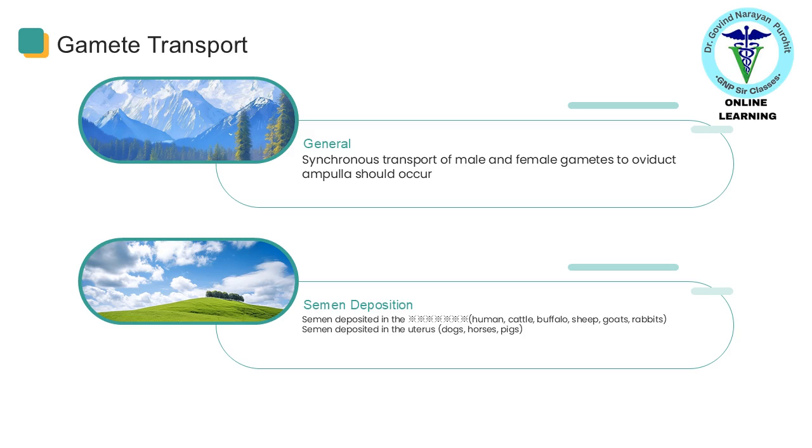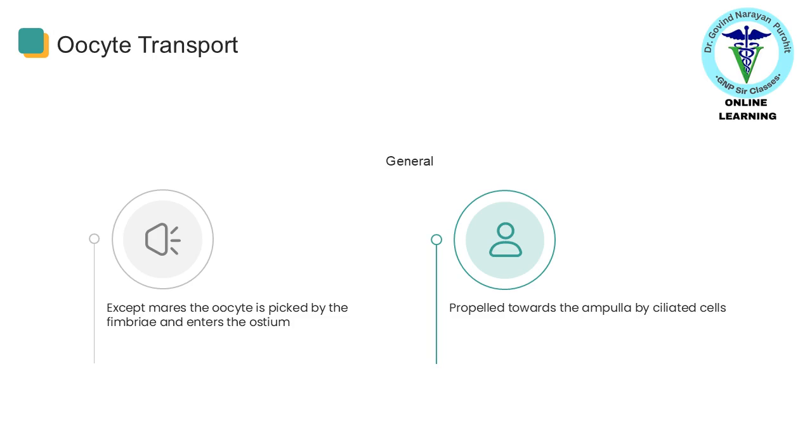Gamete transport is crucial for fertilization. Synchronous transport of male and female gametes to the ampulla is essential. Semen deposition varies across species, occurring in the uterus or vagina. Oocyte transport involves the oocyte being picked by the fimbriae and entering the ostium, then propelled towards the ampulla by ciliated cells. This process is vital for successful fertilization.